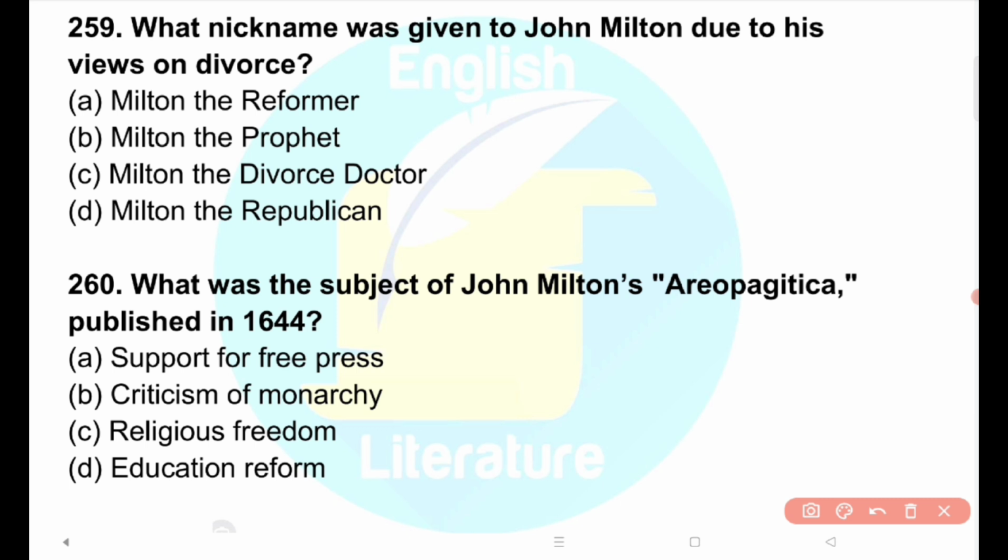What was the subject of Milton's Areopagitica, published in 1644? Option A, support of press freedom.